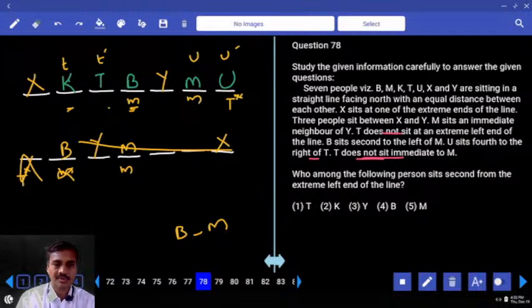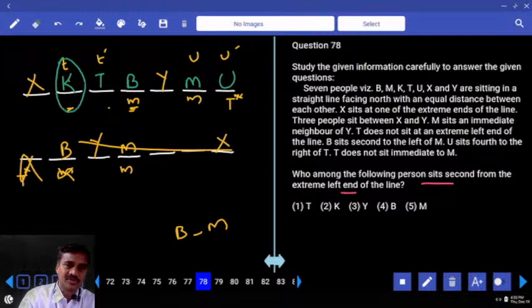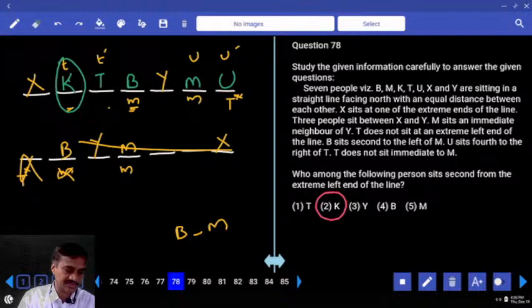Clear? X, K, T, B, Y, M, U is the order. Then who among the following persons sits second from the extreme left of the line? Who is that one? K. That is given in the choices for question number 78.